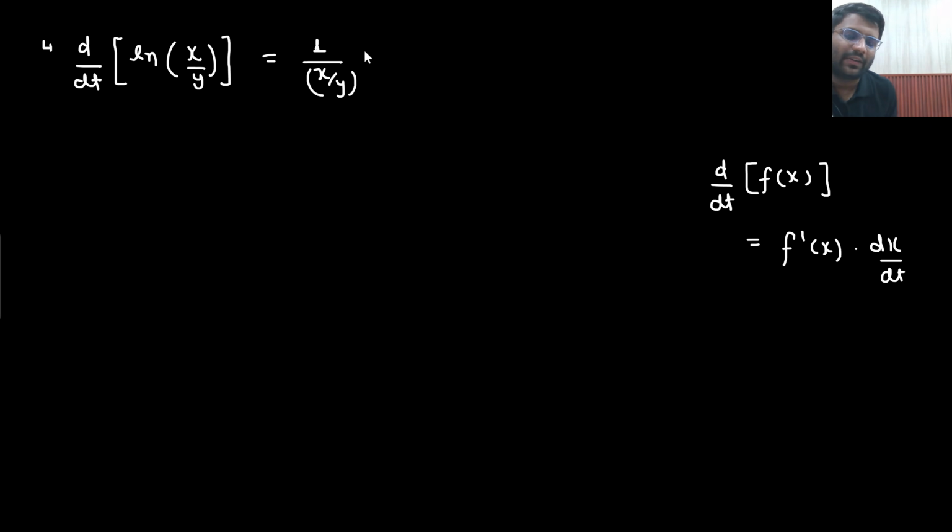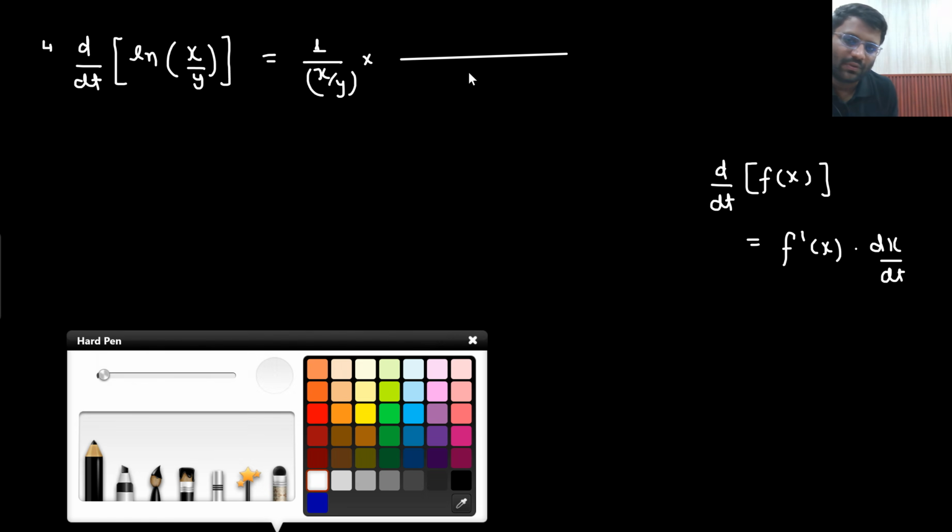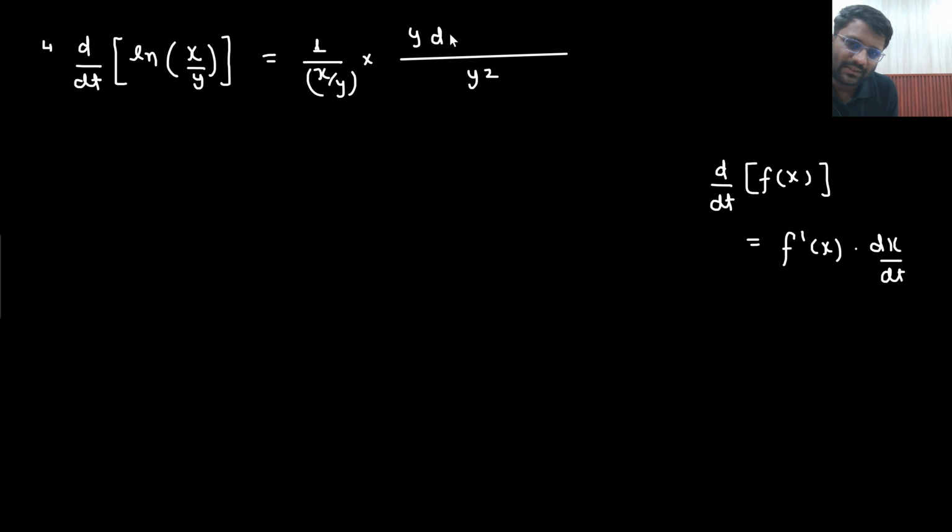How will you differentiate x by y? For differentiating x by y, it is u by v. So y square, y dx minus x dy. Say yes or no. I hope you are able to understand what I have done here. First you differentiate this ln function, which will be 1 by x by y. Then I will differentiate x by y. That will be y square, dx by dt, dy by dt. You are differentiating with respect to t.